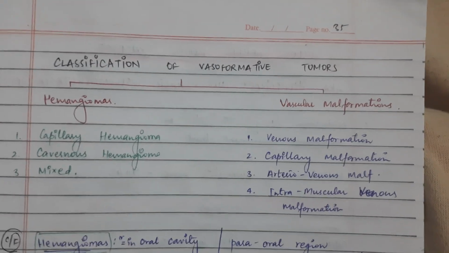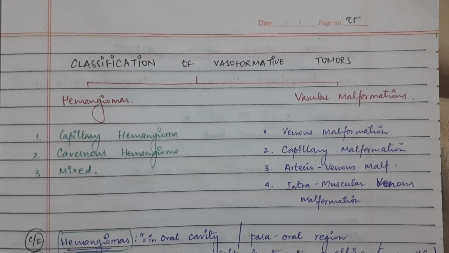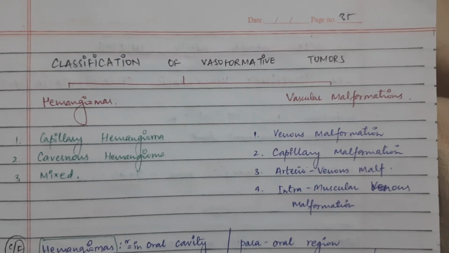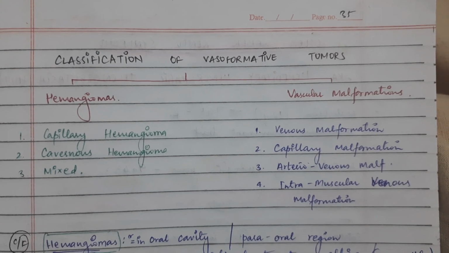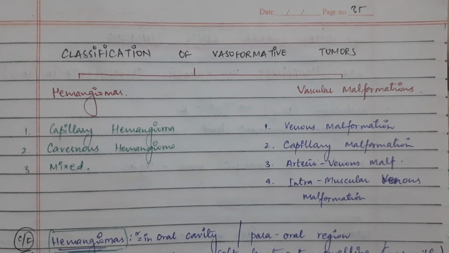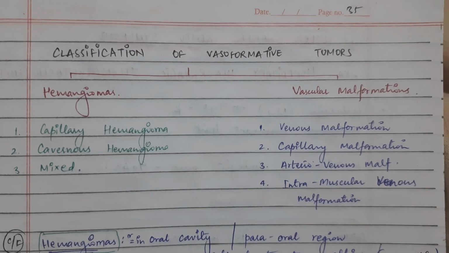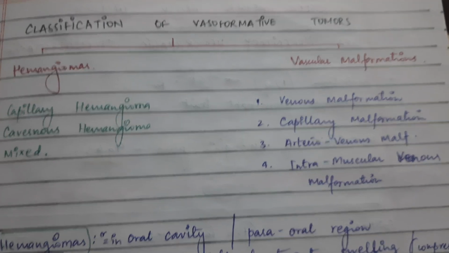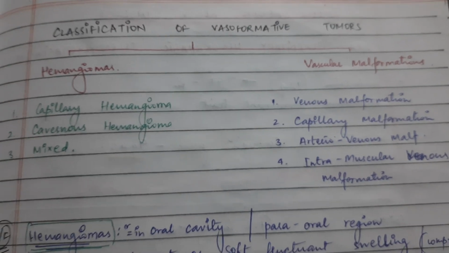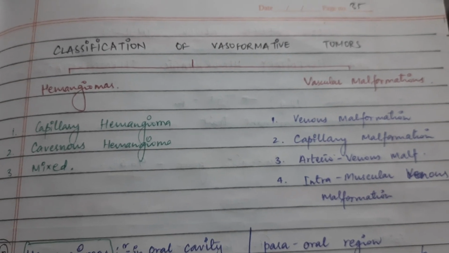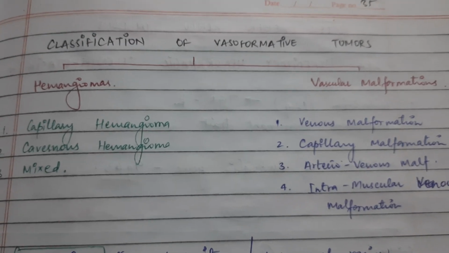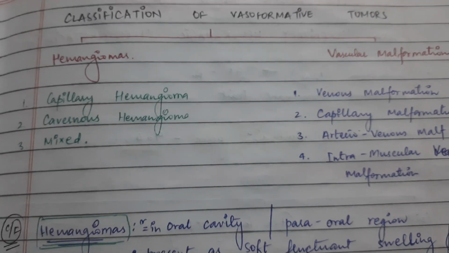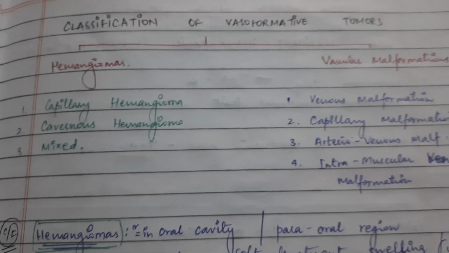Hi, so let's continue non-epithelial tumors of oral cavity, part 3, hemangiomas and vascular malformations. Classification of vasoformative tumors. These are divided into two parts: hemangiomas and vascular malformations.